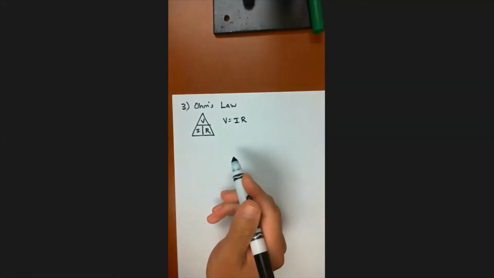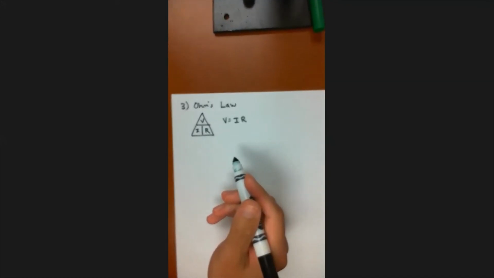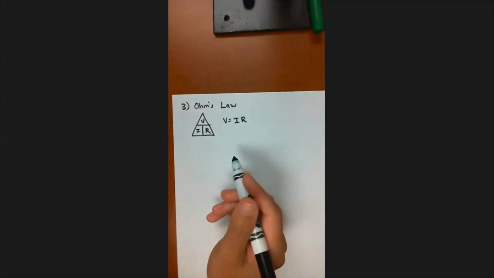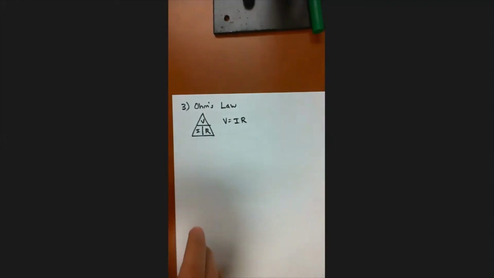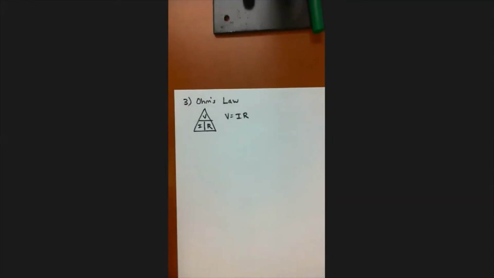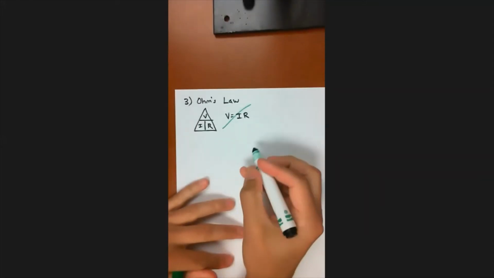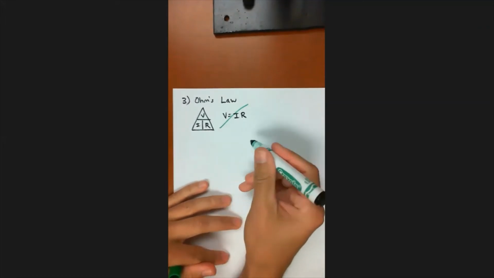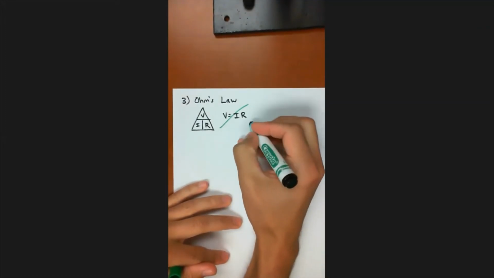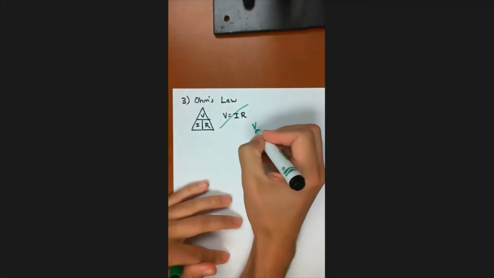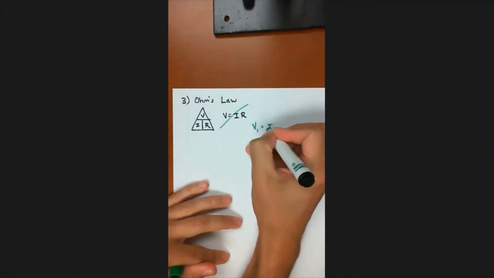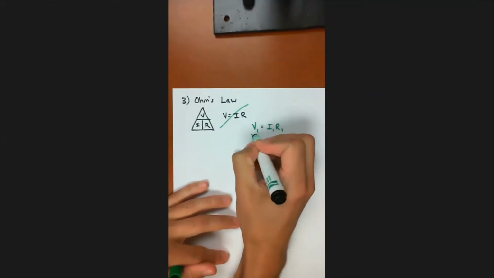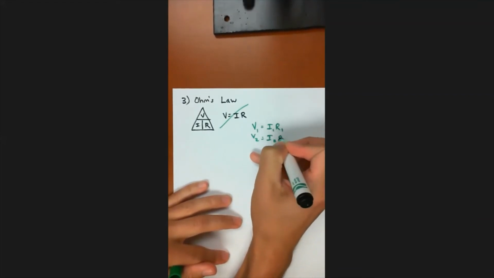But here's my strong recommendation. I may have said this last time too, I don't remember. Don't write it like this, or like that for that matter. When you're writing it out in the course of solving something, don't write V equals IR. Use subscripts, right? For example, V1 equals I1 R1, or V2 equals I2 R2.